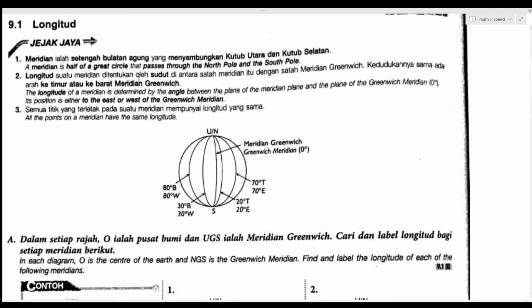Hi, today we are going to learn Form 5 Chapter 9, Earth as a Sphere. In this lesson we are going to learn what longitude is and how to find the value and the name of the longitude. Before that, we have to know what longitude is. Longitude is a vertical line that connects the North Pole and South Pole.